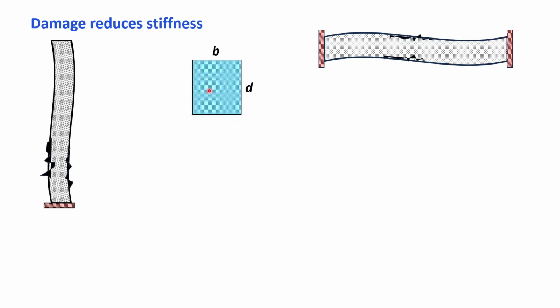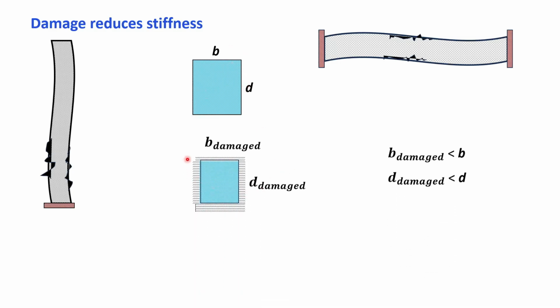The original sectional size of beam or column, say, was b by d. After damage, the top and bottom has got damaged, sides have got damaged. So you have an effective breadth available now. We are writing it by b damaged, which is smaller than the original b. Similarly, the damaged depth is d damaged, which is smaller than the original depth d. So this is what we have written here. These are smaller than the original values.